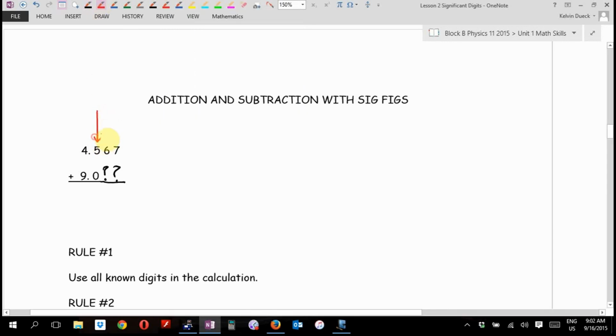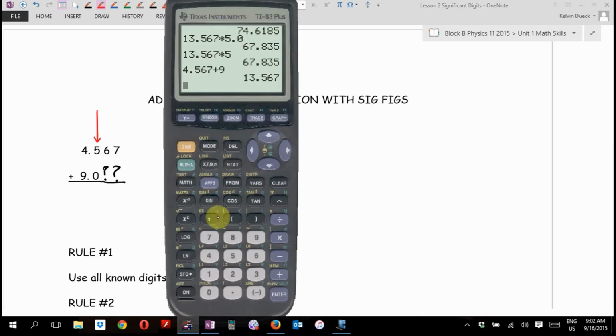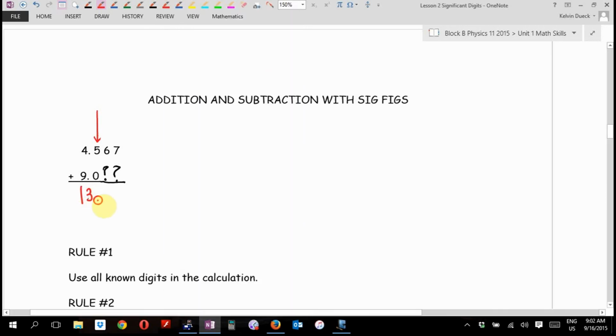This is the last column where I have no question marks. That's the number of decimal places I'm going to round off to. I'm going to round off right to there. So this is going to be 13.6, which you'll notice is 3 sig figs and didn't show up anywhere in the previous.